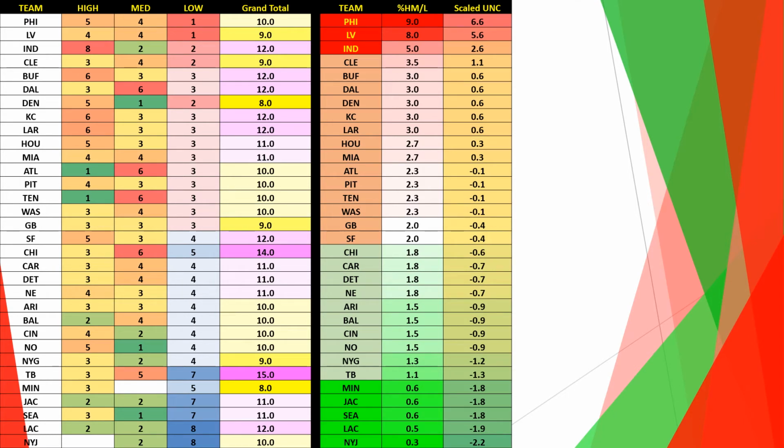I also use my process to determine player uncertainty levels, players that are high in uncertainty versus players that are medium or low. So you see here the team, high, medium, and low uncertainty, and then the total of the team that's rated here. Philadelphia has 10 players rated here. 5 of those, so 50%, are thought to be high in uncertainty. 4 of the 10 are medium uncertainty. So that's 9 out of 10 with a high level of uncertainty.